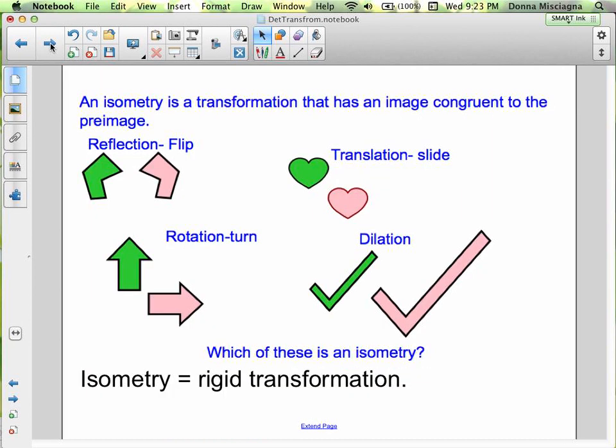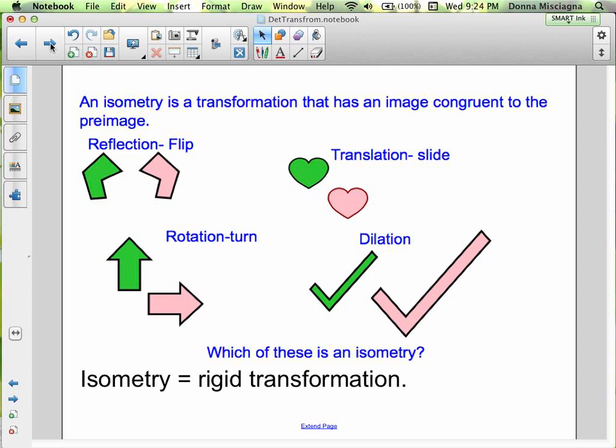So an isometry is a transformation that has an image congruent to the pre-image, and that is in your notes. So reflections, and so the correct terminology is reflection. They look like a flip. Translation is the correct terminology. It looks like a slide. You can slide the figure from one place to another. Rotation is a turn. And then a dilation, right, makes an object smaller or larger.